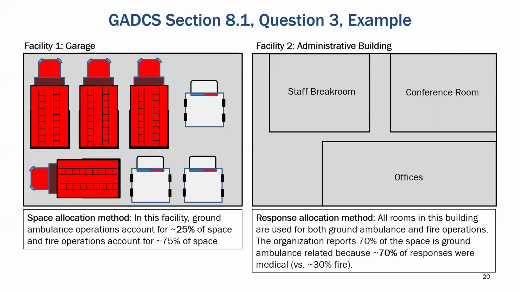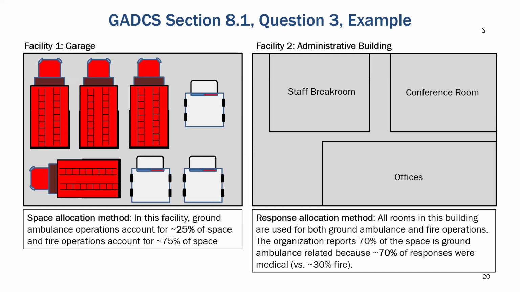For an administrative building, you might have a staff break room, a conference room, and offices. And let's say all of that space is used jointly by your firefighter EMTs, say. And if you look at your distribution of responses from medical versus fire, let's say it was 70-30. So it would be a reasonable and data-driven approach to report 70% of that total square footage as being related to ground ambulance services, even though those shared staff do use the entire facility.